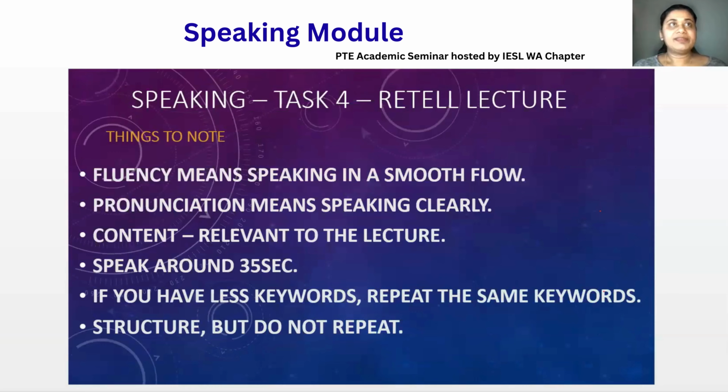Now let's discuss further things that you should be aware of when taking this retell lecture. I have mentioned before, speaking smoothly is the fluency, and don't speak too fast. Pronunciation is speaking clearly. For content, try to take keywords from different sentences from the audio. If you take one word from different places and speak something that does not make any sense, that's going to be a trouble. It used to work before, but now it's not going to work anymore.